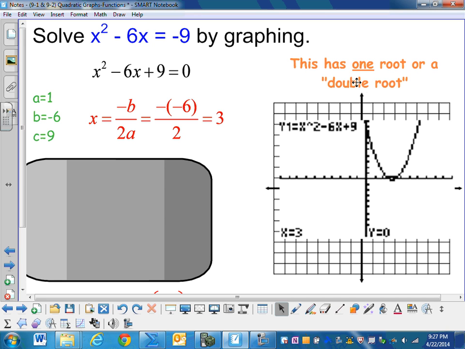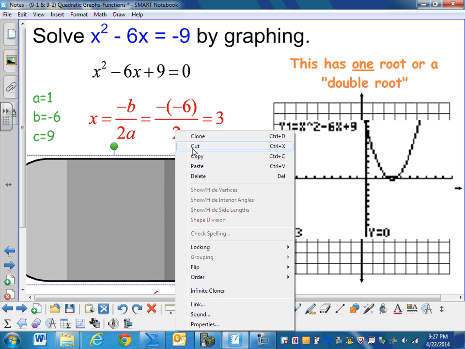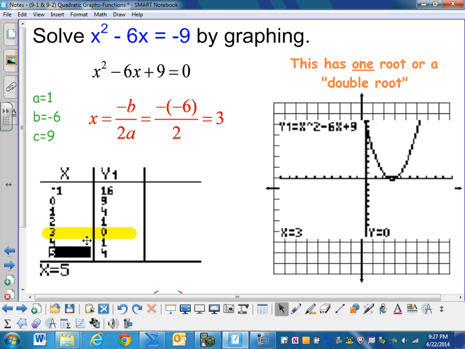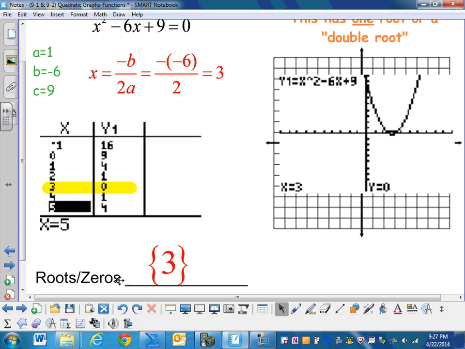x-axis. So this has one root, or sometimes we call it a double root. And if I look at my table of values, I see that (3, 0) is an x-intercept. And I can also see that the y's are decreasing, they get to 0, and then they start increasing. It's also my vertex. So this has one solution. And I could describe that as a bracket with a 3 and a bracket in roster form, just a 3 in there.